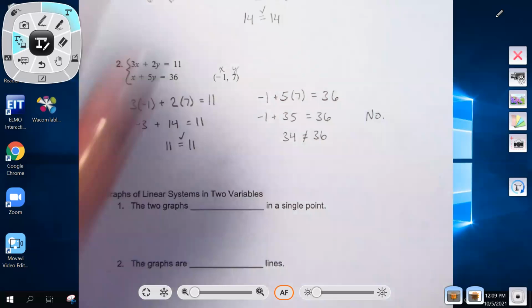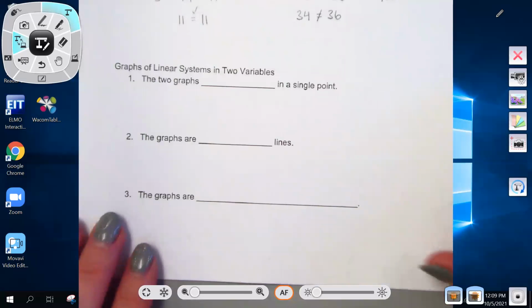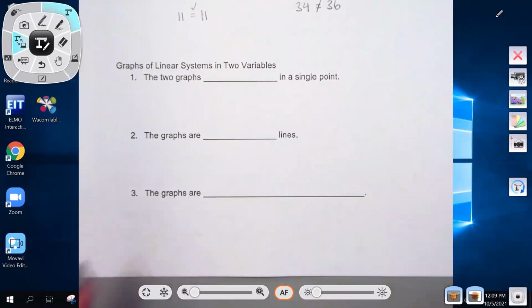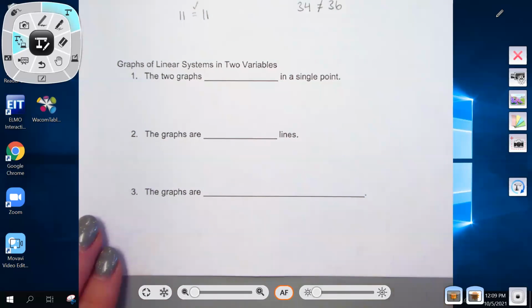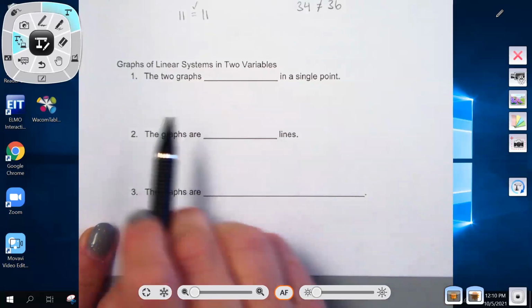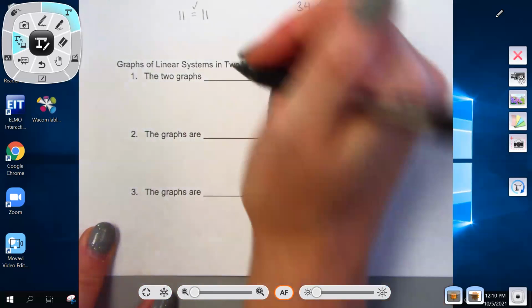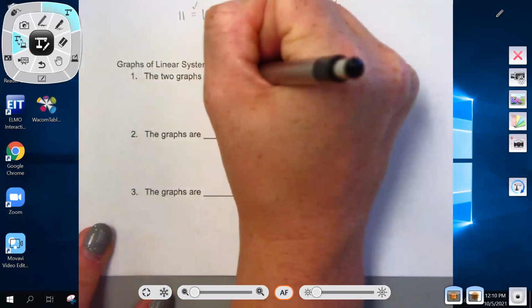All right. We're going to look at the graphs of linear systems in two variables. All that means is in two variables means there's going to be an x and a y. Later on, we're going to have three variables, x, y, and z. But for now, we're just looking at two variables. So there's three things that can happen when you graph a system of linear equations. The first thing that could happen is that the two graphs intersect in a single point.